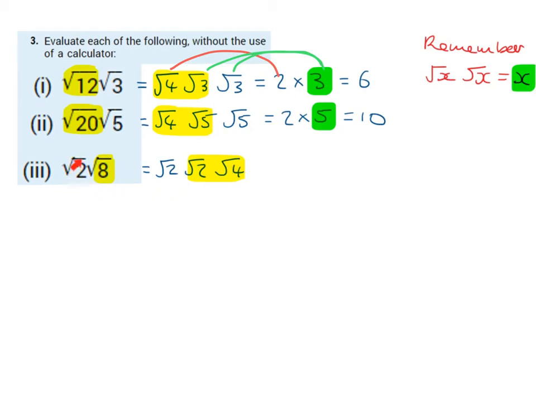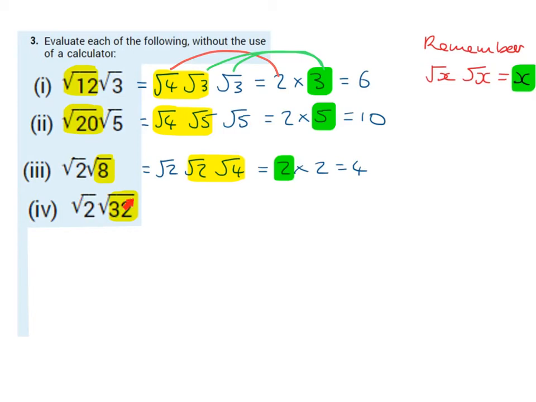So the first root 2 we just wrote down because we can't simplify that anymore. And root 8 we rewrote as root 2 root 4 because 2 by 4 gives us 8. So now we need to remember again that root 2 gives us 2 because root x gives us x. And then the square root of 4 is also 2. And these are all stuck together, so we must multiply. And 2 times 2 gives us 4.